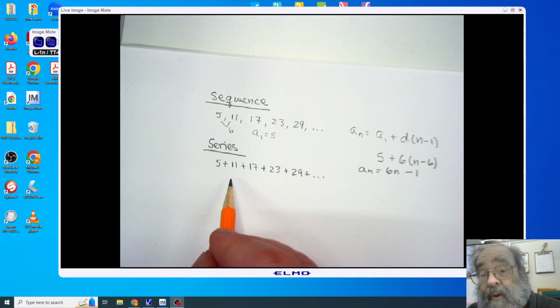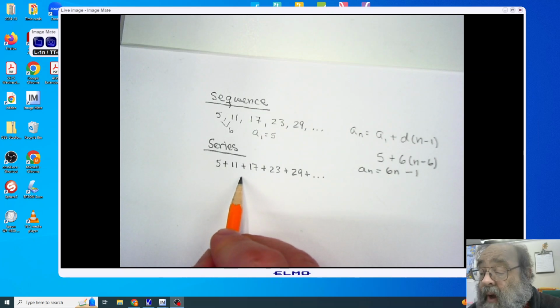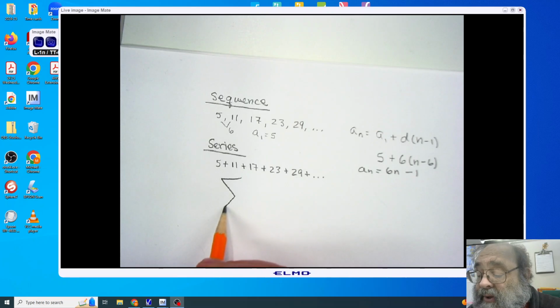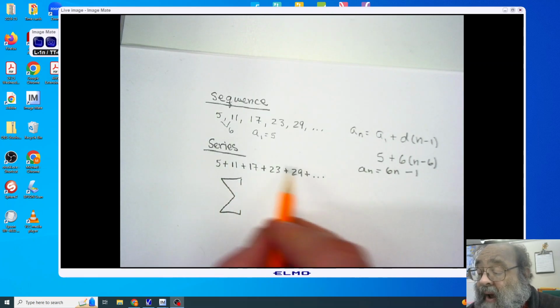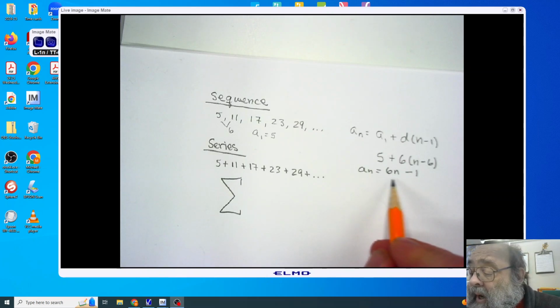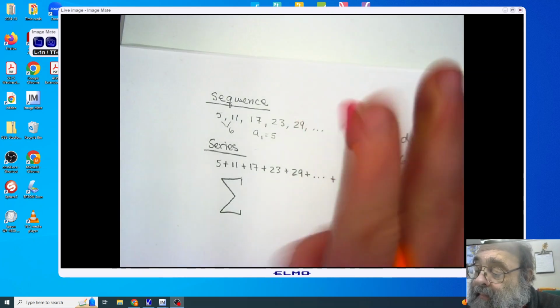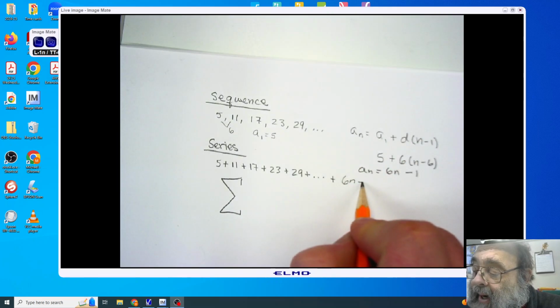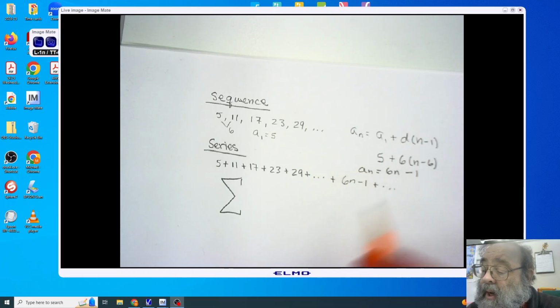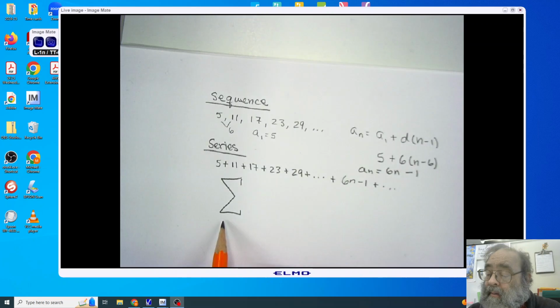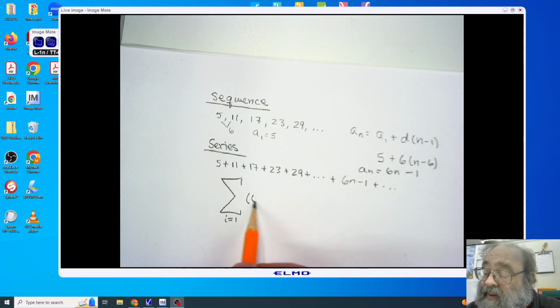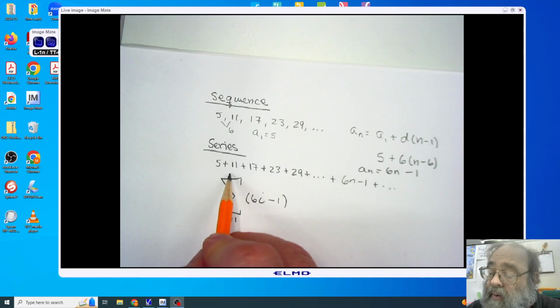Well, that means that our series can be written in terms of a summation. Now, a summation is just another way of representing a series. And you'll notice that we have our rule, and what we're looking at is plus 6n minus 1 plus dot dot dot. Now you'll notice this is going from 1, a sub 1. We use i. So the rule is going to be 6i minus 1. And we're going to infinity.